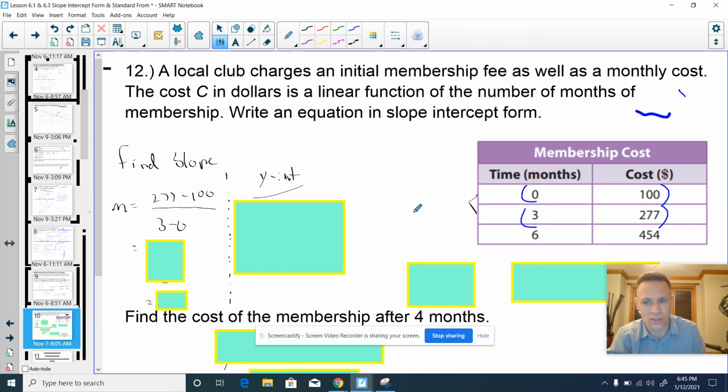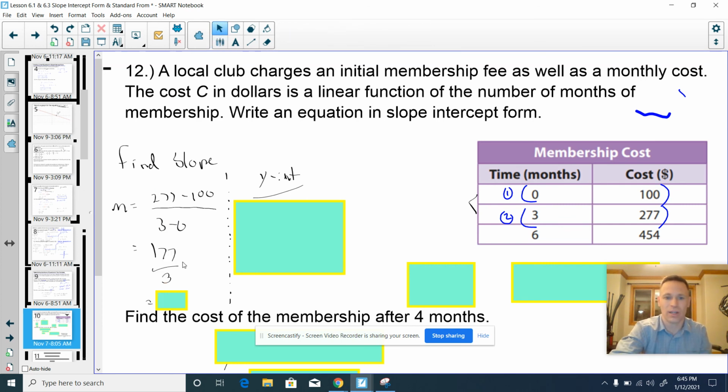Okay, going back into this. Finding the slope. So what I was saying is that I didn't write out what the slope formula was. You guys should know that by now. I'm just saying that this is my ones and this is my twos. So this is my first point, second point. So my y2 is 277. My y1 is 100. My x2 is 3. My x1 is 0. So when I'm doing the subtraction here, 277 minus 100 is 177. 3 minus 0 is 3. And when I divide that, I actually get a nice number, and it's 59. I found my slope to be 59.